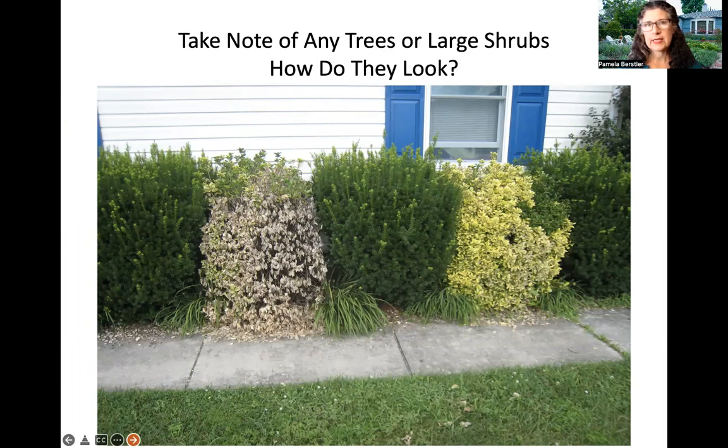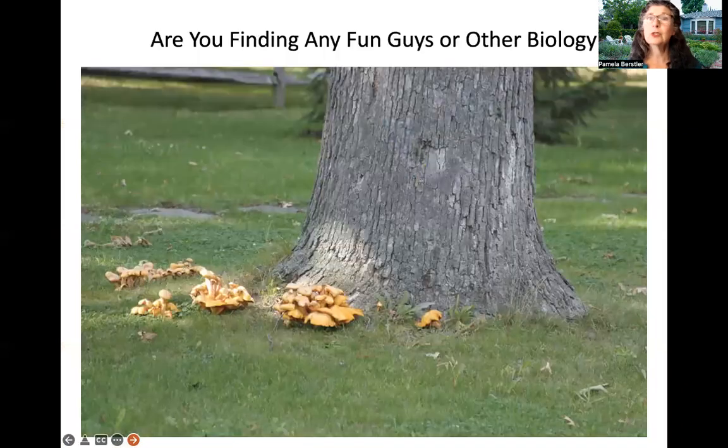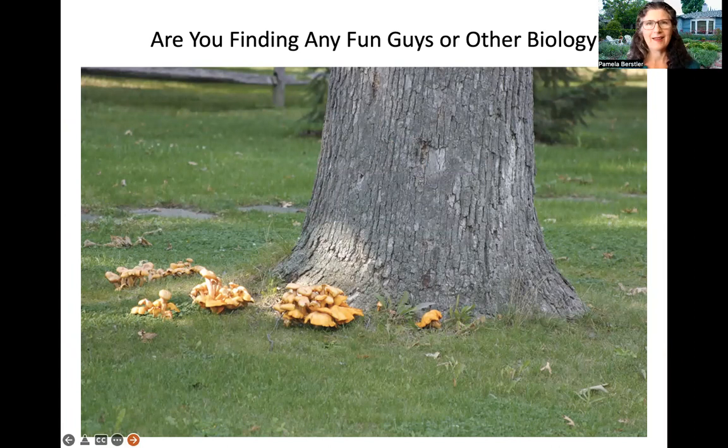What are the other clues as to the health of the garden? So what do your trees look like? If there are large shrubs, how are they looking? Are you seeing ponding in areas? Are there signs of erosion? Anything that's cracked or broken or collapsing? Those are all good things to note. They're clues. Are you finding any fungi out there? Basically signs of biology, could be earthworms, pill bugs, mushrooms, what have you. All of that stuff you want to jot down.